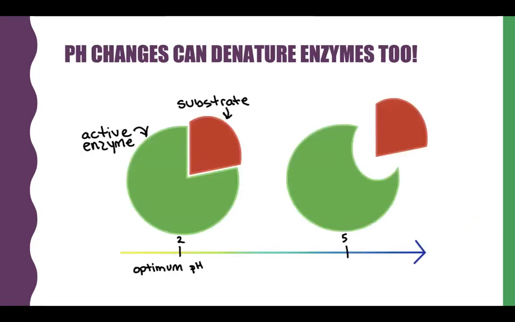Okay, same thing here, you guys, with pH changes, right? We have a perfect case scenario, but then if you put an enzyme in a different pH, look what happens to the active site, therefore the substrate can't bind.